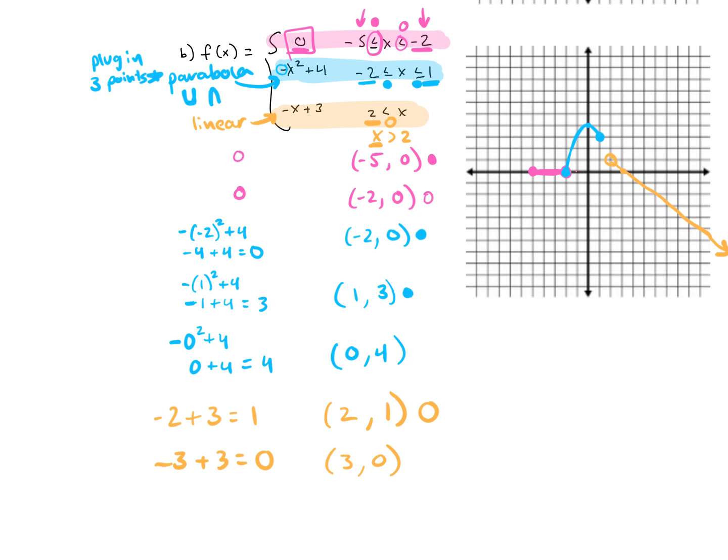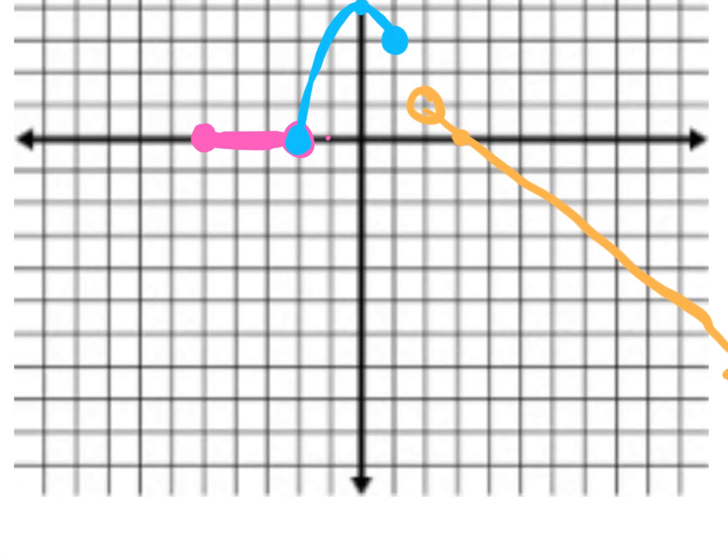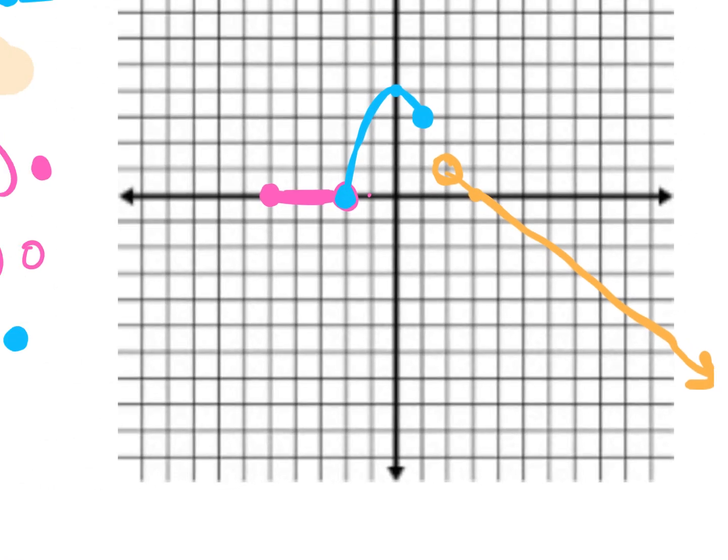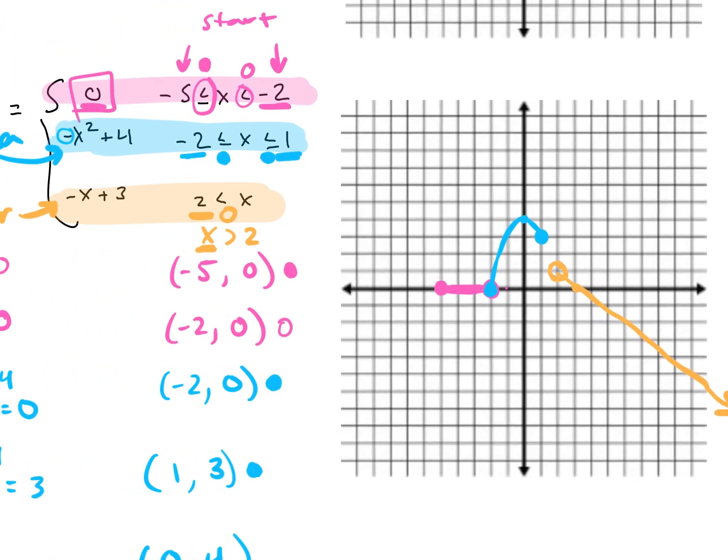We could have plugged in 4, 5, 6, 7, 8, 9, 10, 100 if we wanted to. There's no upper restriction on this. It doesn't give us 2 numbers to plug in where we have to have an open or closed circle, so we just put an arrow through our points. We always start with the point that's given. That's why we started with the open circle. And the second point just gives us direction, so we go through that point.